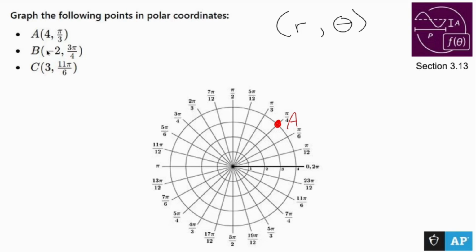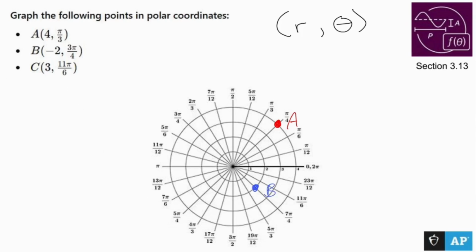Now it gets a little weird when there's negative r. So we'll talk about that the moment we do it, which is right now. 3 pi over 4, let's go there. So 3 pi over 4 lives right here. But instead of going towards 3 pi over 4, 2 units, I'm going to go in the opposite direction, which is going to be 7 pi over 4, 2 units. So that's how you would do B.